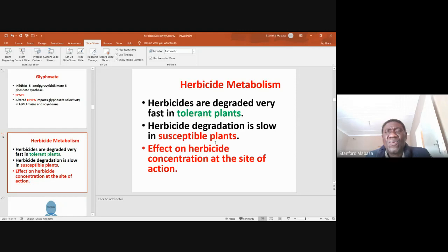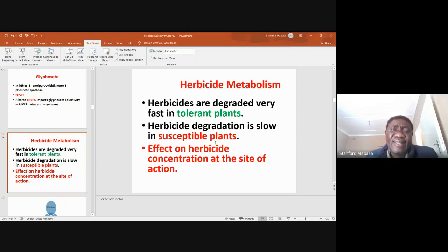So what is herbicide metabolism? Now suppose the herbicide has successfully entered the plant system. Inside the plant, that herbicide is going to be destroyed or degraded. Probably in tolerant plants, the herbicides are degraded very fast, whereas in susceptible plants, this degradation of herbicides is slow.